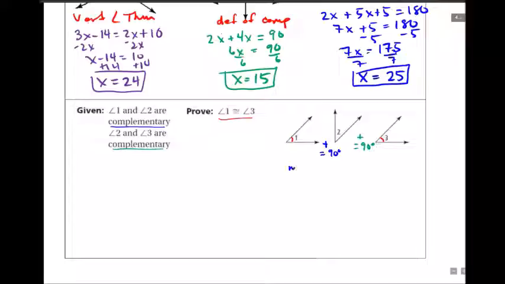I know that the measure of angle 1 plus the measure of angle 2 equals 90. That's just the definition of complementary, right? We're given that over there. They're complementary. And I know the measure of angle 2 plus the measure of angle 3. I am going to make a conscious decision here to write it that way. How come I did that? Keep my angle 2's together.